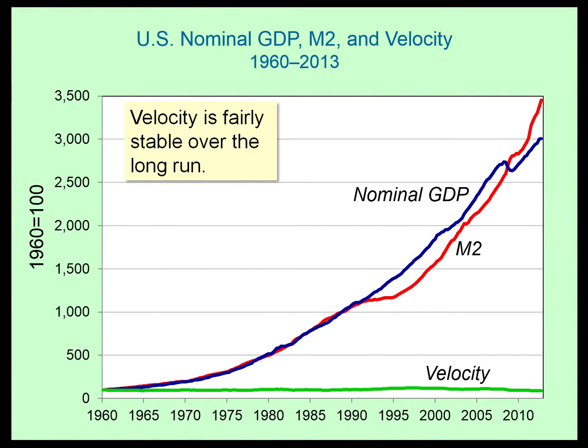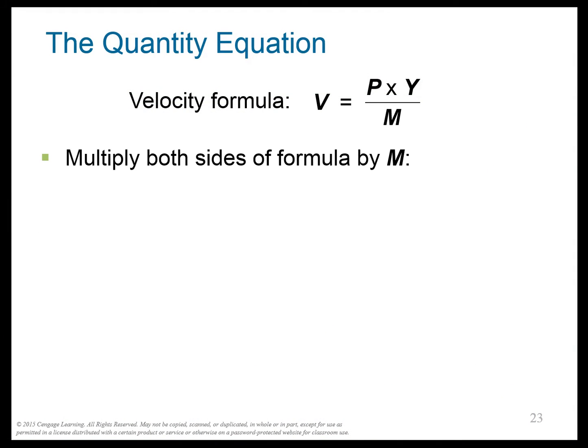As you can see from this graph, nominal GDP and M2, which is one of the ways of measuring the money supply, as I taught you in a previous chapter, go up together. That means the velocity of money, down here, stays the same. So velocity is pretty constant. You can see this green line pretty much stays flat the entire time.